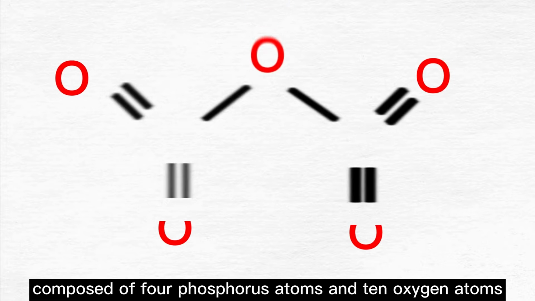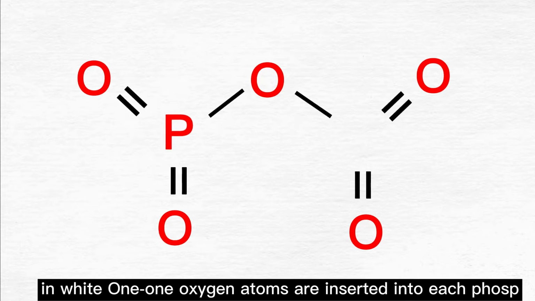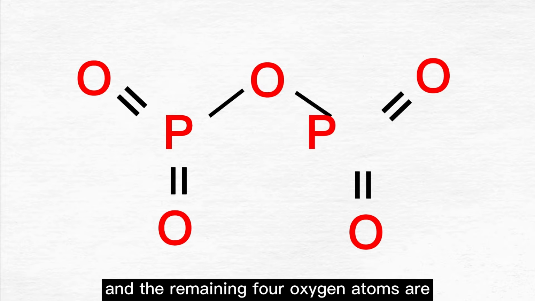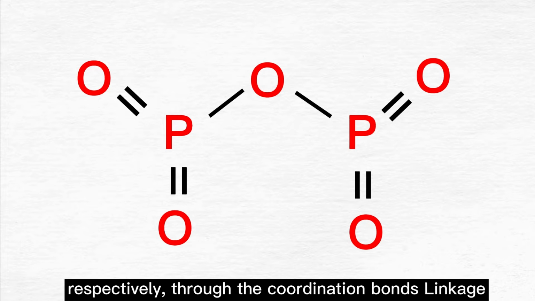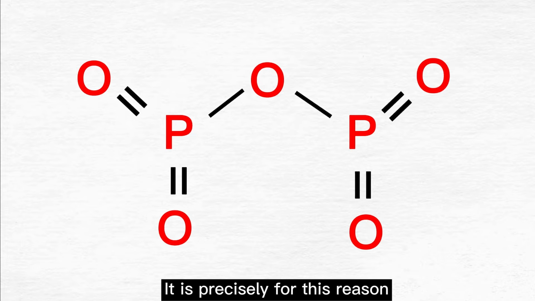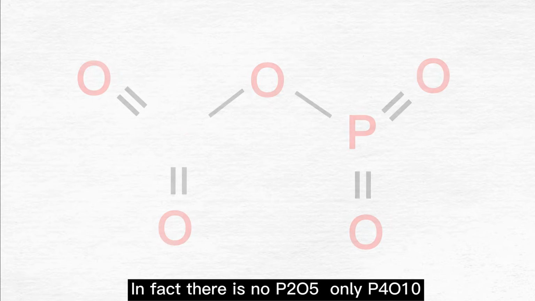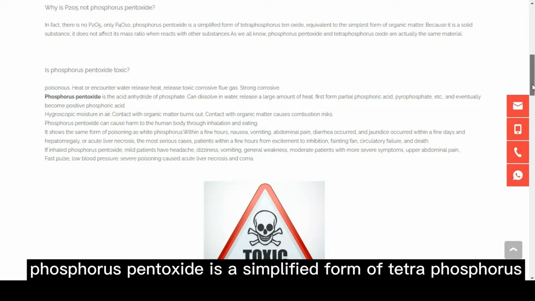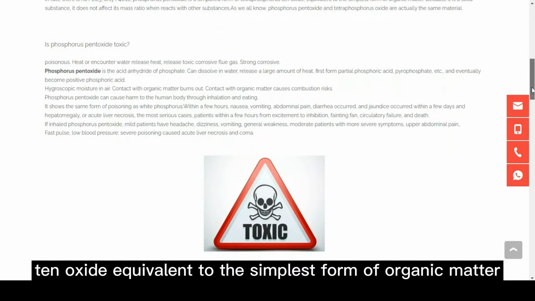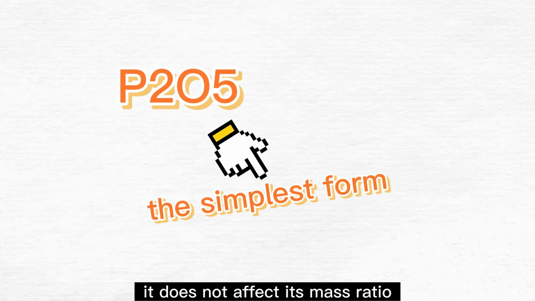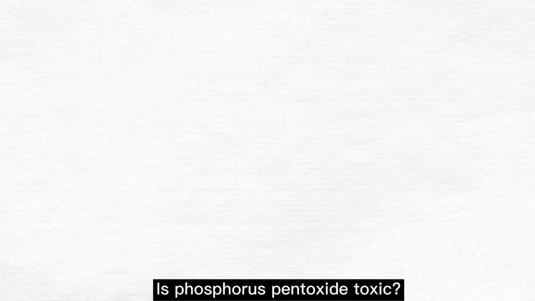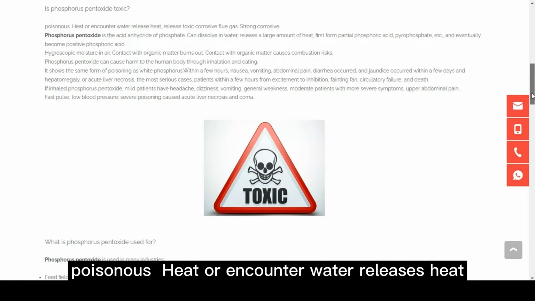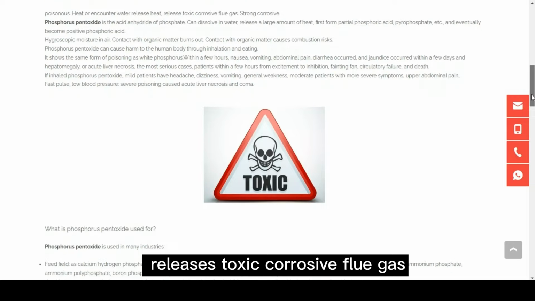The phosphorus pentoxide molecule is actually composed of 4 phosphorus atoms and 10 oxygen atoms. Its specific molecular structure is that one oxygen atom is inserted into each phosphorus bond of the white phosphorus molecule, and the remaining 4 oxygen atoms are connected to the 4 phosphorus atoms, respectively, through coordination bonds. It is precisely for this reason that it's called phosphorus pentoxide. In fact, there is no P2O5, only P4O10. Phosphorus pentoxide is a simplified form of tetraphosphorus decaoxide, equivalent to the simplest form of organic matter. Because it is a solid substance, it does not affect its mass ratio when it reacts with other substances. As we all know, phosphorus pentoxide and tetraphosphorus decaoxide are actually the same material.